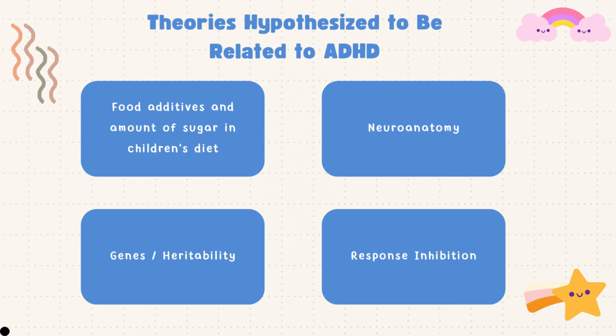Next, for the genes or heritability theory, studies reported that it is clear that ADHD runs in families, where siblings of children diagnosed with ADHD are 5 to 7 times more likely to be diagnosed with ADHD. Lastly, the response inhibition theory. Researchers suggested that the symptoms seen in ADHD are a result of response inhibition, which prevents accurate self-regulation to the environmental stimuli.